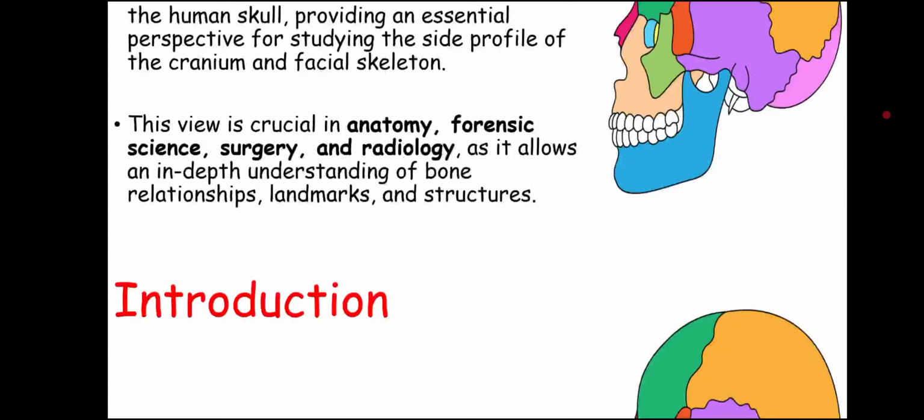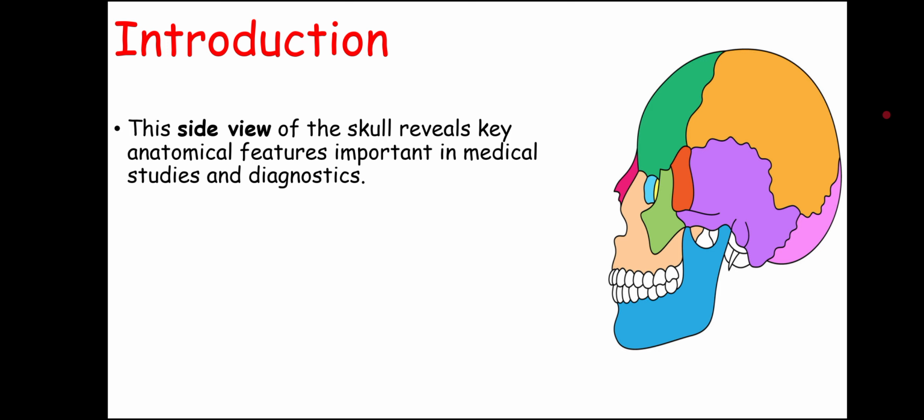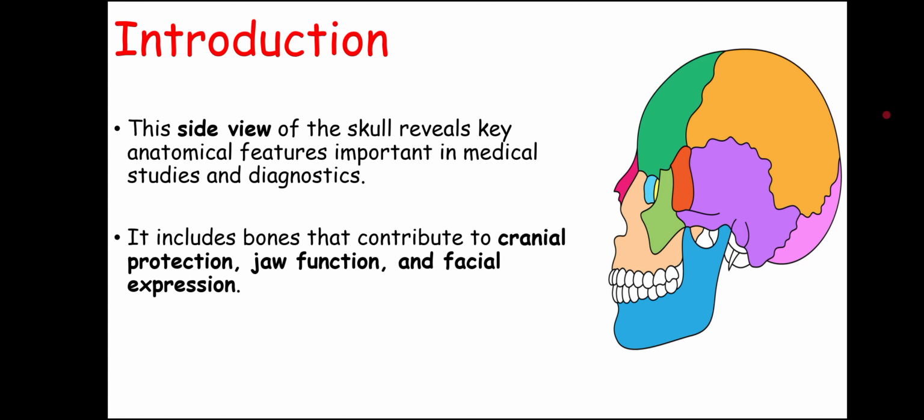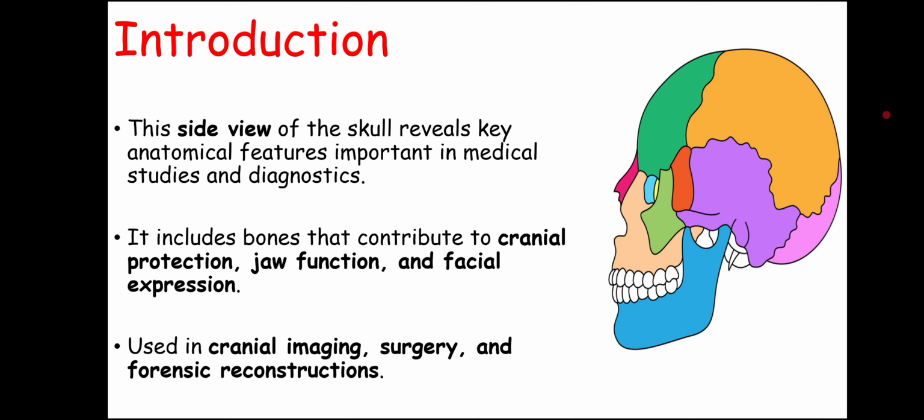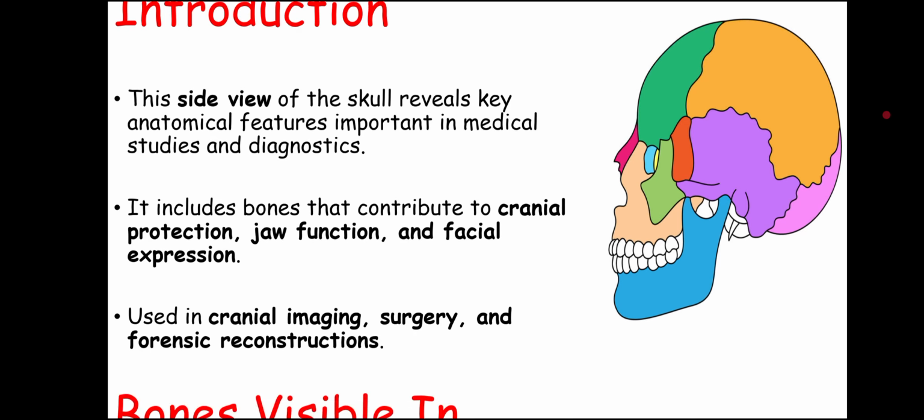landmarks, and structure. Further talking about the introduction of Norma Lateralis, this side view of skull reveals key anatomical features important in medical studies and diagnostics. It includes bone that contribute to the cranial protection, jaw function, and facial expression. It is used in cranial imaging, neurosurgery, and forensic construction.